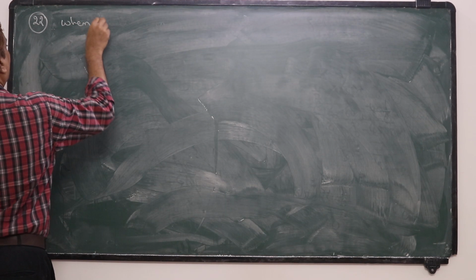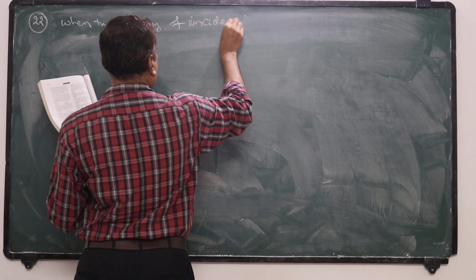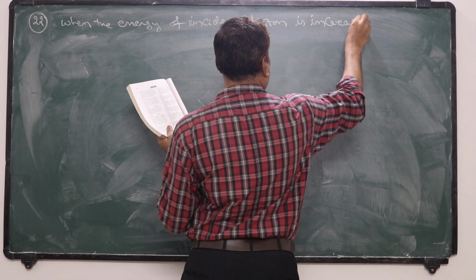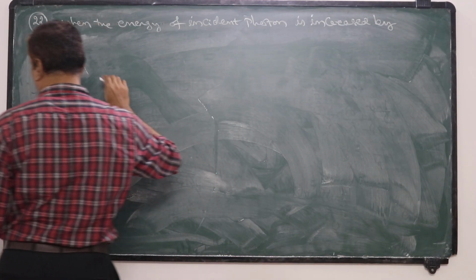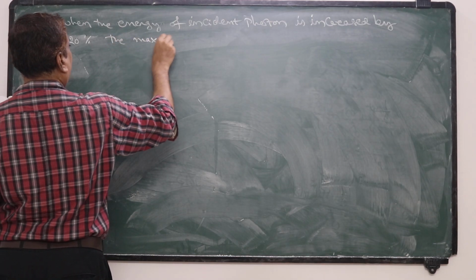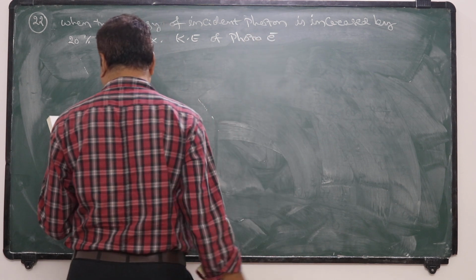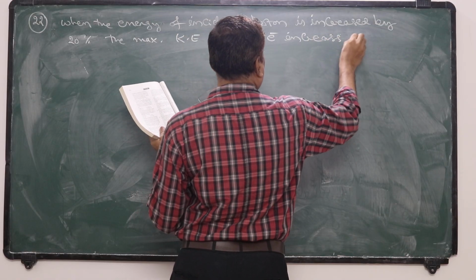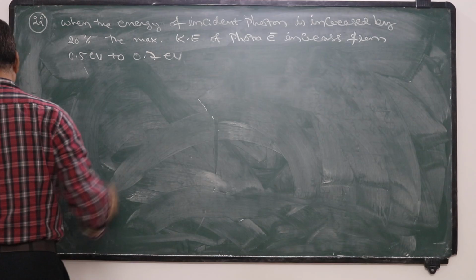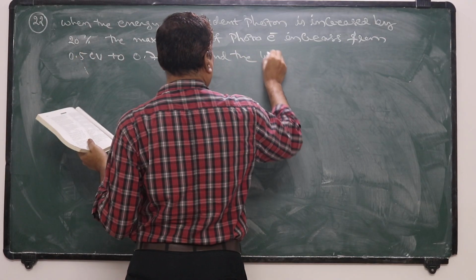When the energy of incident photon is increased by 20%, the maximum kinetic energy of photoelectron increases from 0.5 electron volt to 0.7 electron volt. Find the work function of the metal.